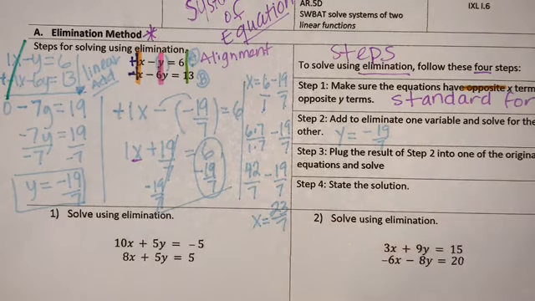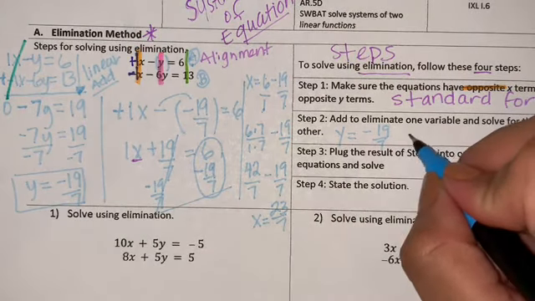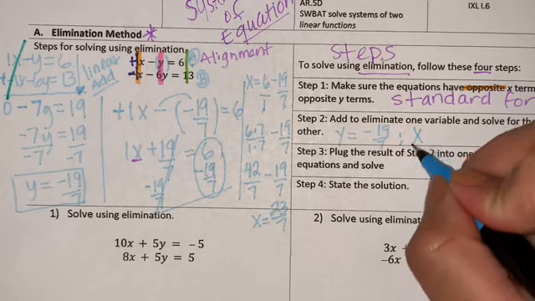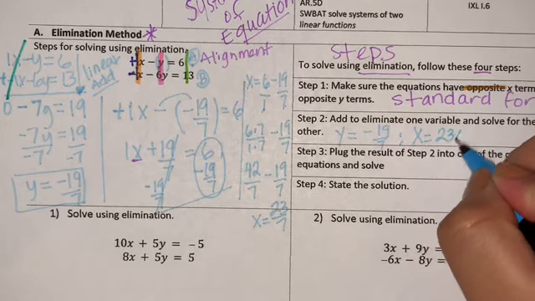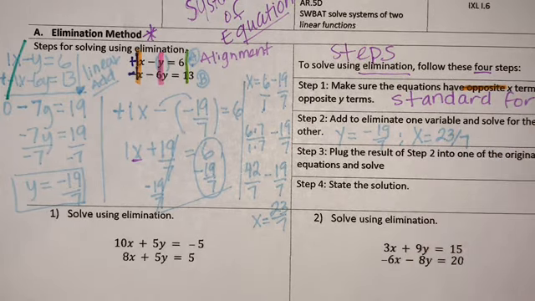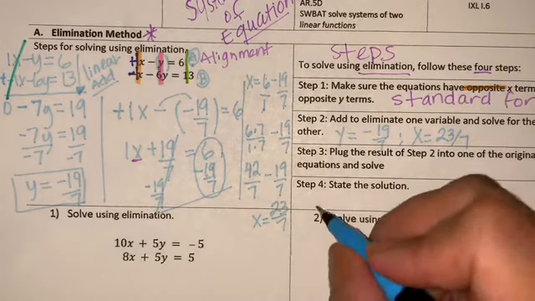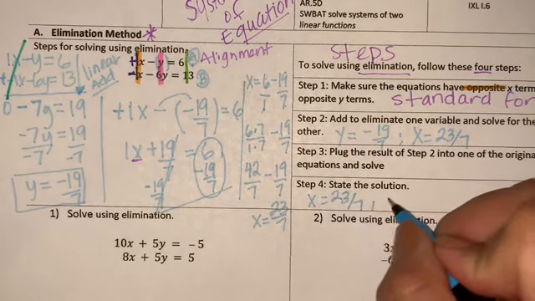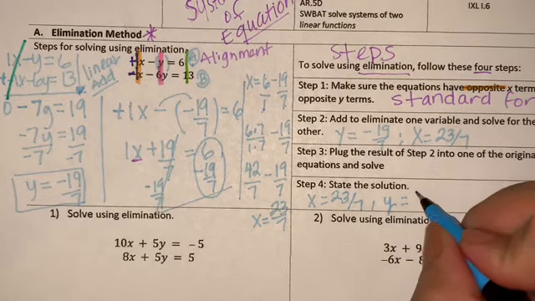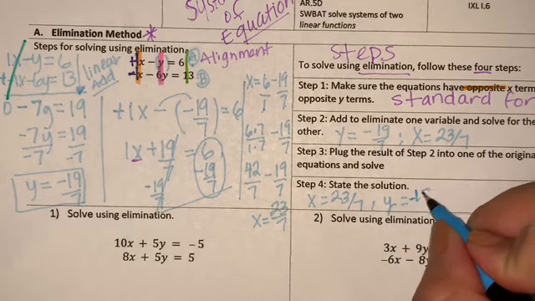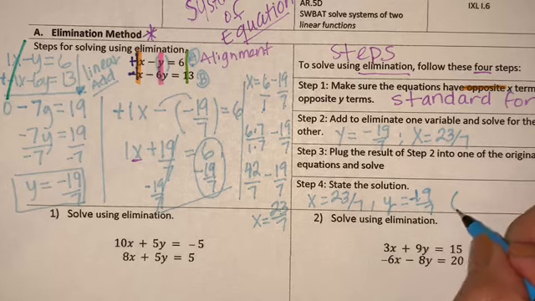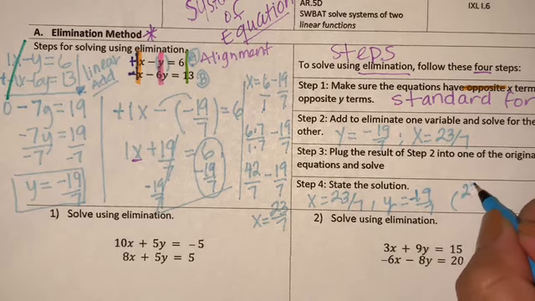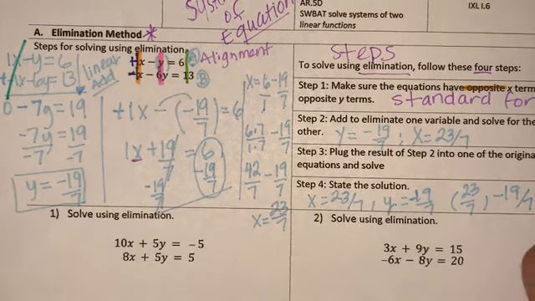X equals 23 over 7. So you're going to say x equals 23 over 7. And then you can say your solution. So x equals 23 over 7. Y equals negative 19 over 7. My ordered pair is 23 over 7, comma, negative 19 over 7.